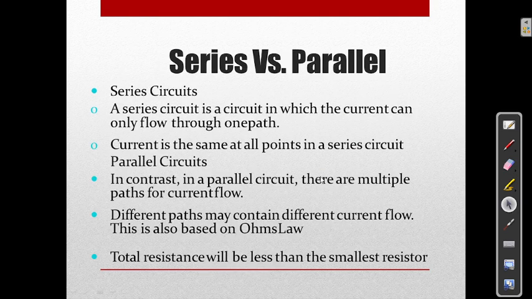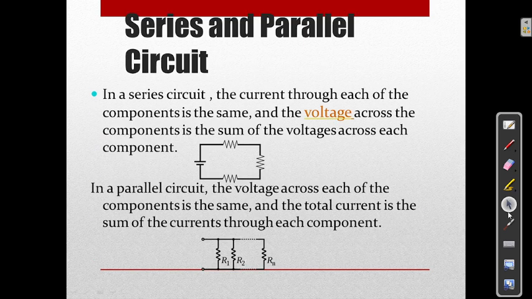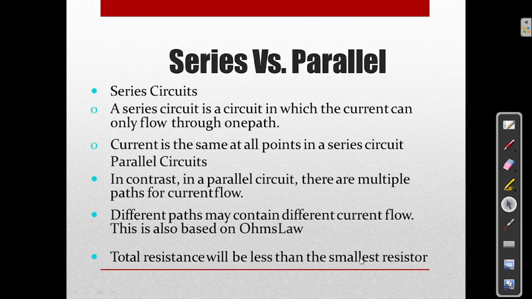Whereas in a parallel circuit, there are multiple paths. Here the current can flow through this path, and this path also, and this path also. That is what we are saying here. In series, the current has only one path, and in parallel it has multiple paths. Then the different paths may contain different current flow.